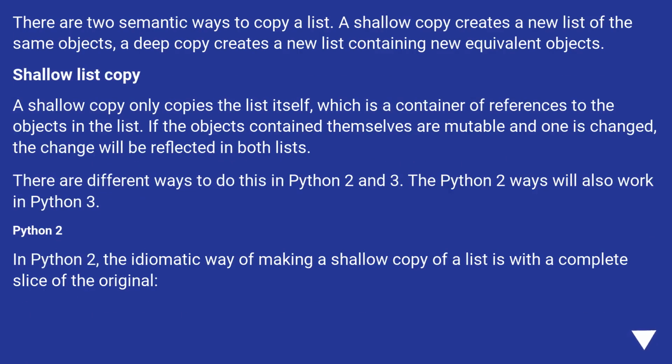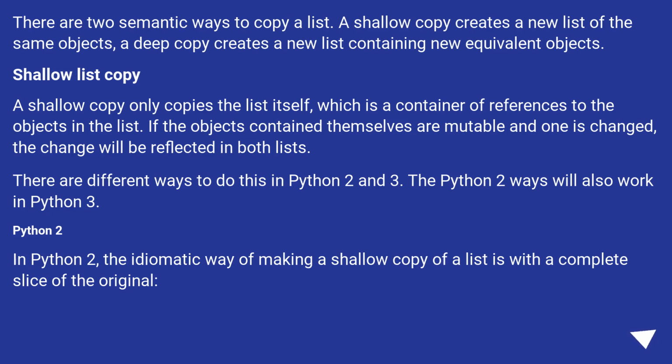There are two semantic ways to copy a list. A shallow copy creates a new list of the same objects. A deep copy creates a new list containing new equivalent objects. Shallow list copy. A shallow copy only copies the list itself, which is a container of references to the objects in the list. If the objects contained themselves are mutable and one is changed, the change will be reflected in both lists. There are different ways to do this in Python 2 and 3. The Python 2 ways will also work in Python 3.